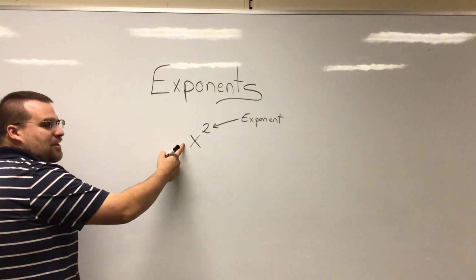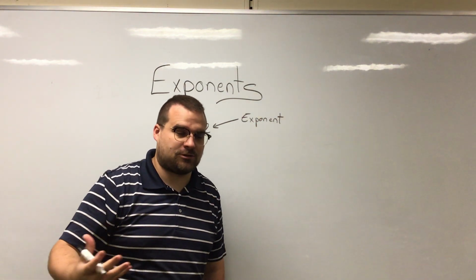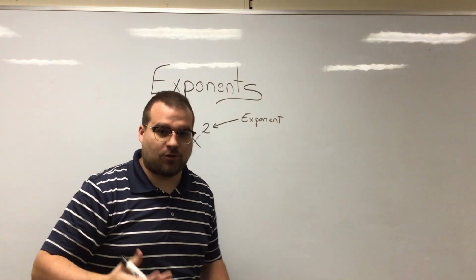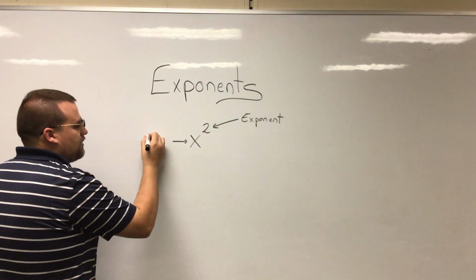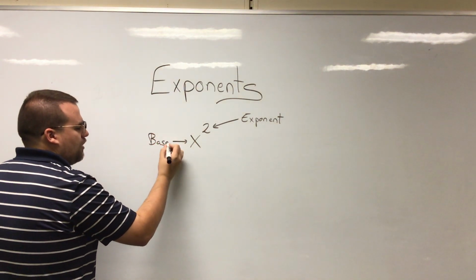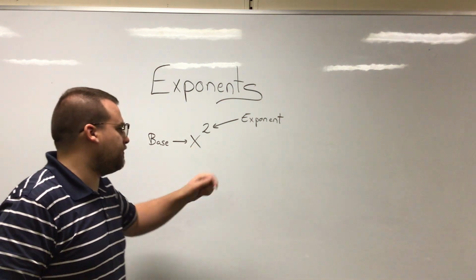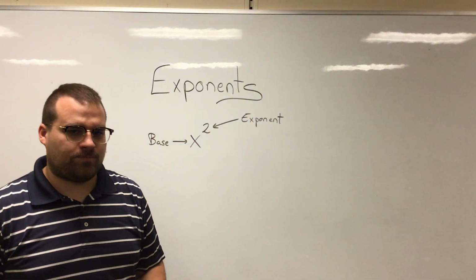And then this number, whatever it is, whether it's a variable like x, or a 1, or a 2, or a 7, or a 90, whatever it might be, that's what we call our base. So your big number is your base, and the number up in the corner is your exponent.